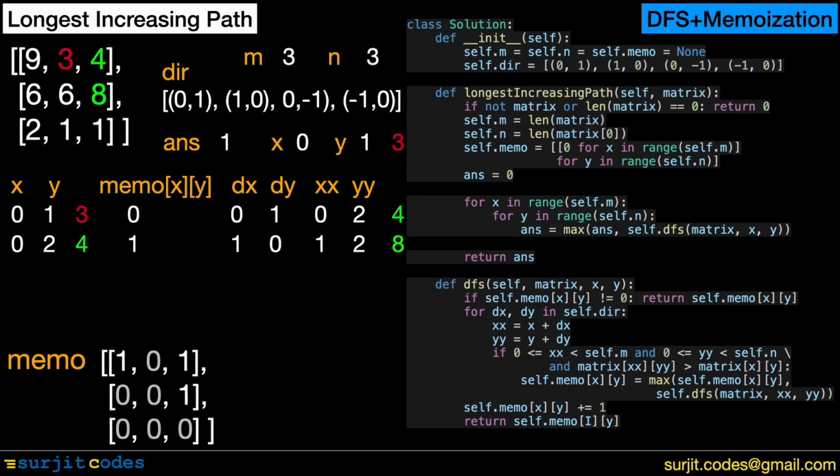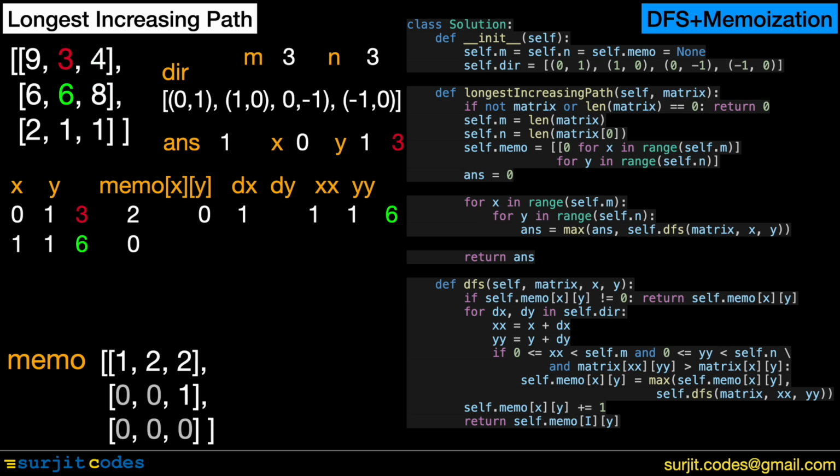At this point, we have processed all the neighbors of 4 that are more than it, and memo 02 is increased to 2. This value means that 48 is the longest path starting from 4, whose length 2 is returned and is stored at memo 01.